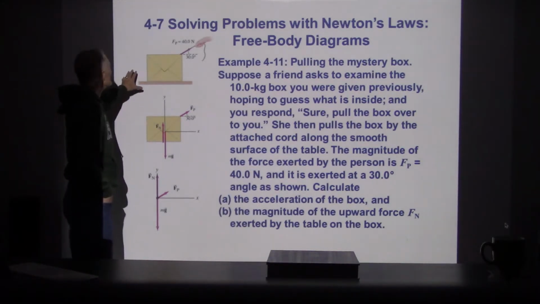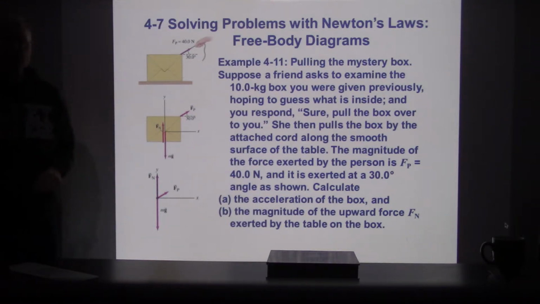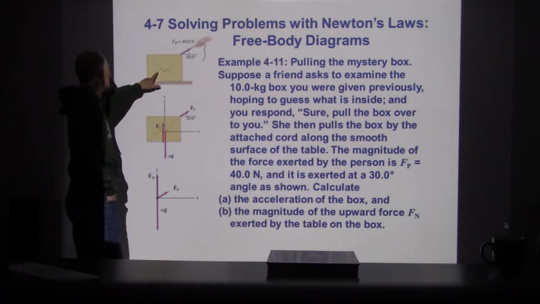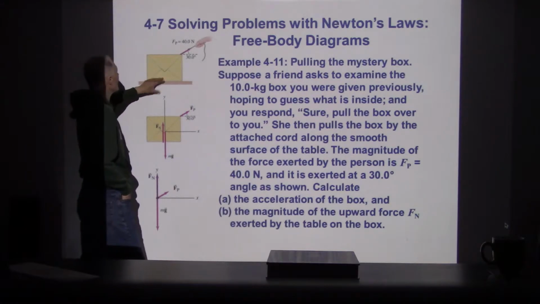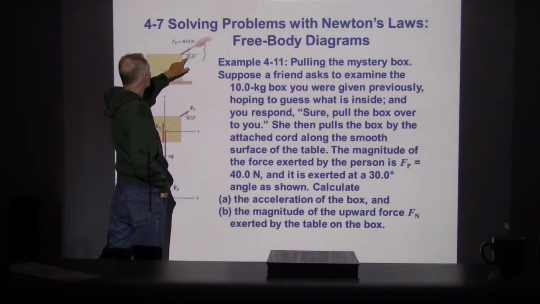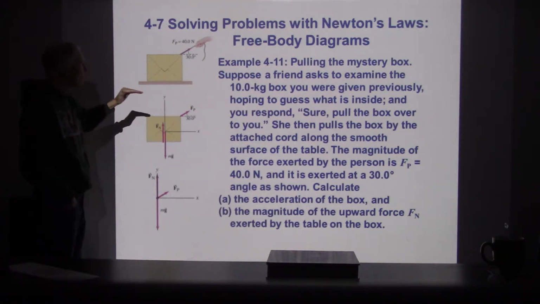All right, here is a mystery box. So this mystery box, I think, is going to show up several times for us. It's not going away. It's the one that kind of looks like an envelope from the side. Here is a mystery box. It's sitting on a table. We're pulling on it. There's a tension force right there due to that string or that rope that's attached right there. And that's angled at 30 degrees. And so the box itself is 10 kilograms.